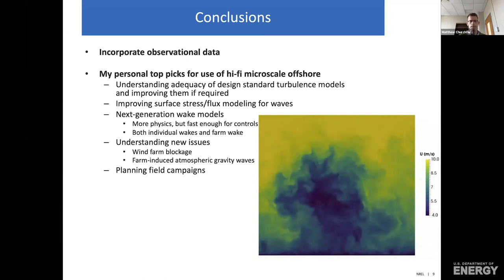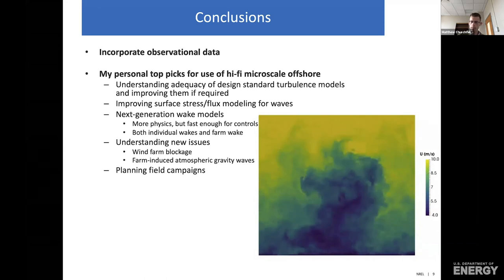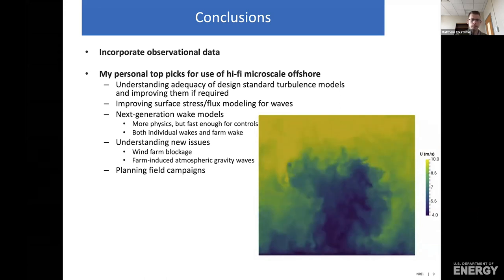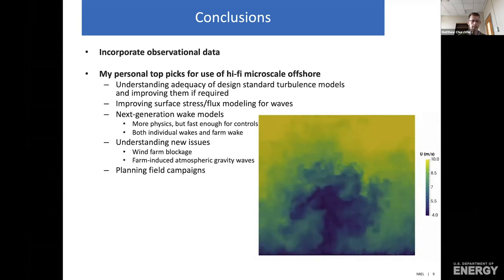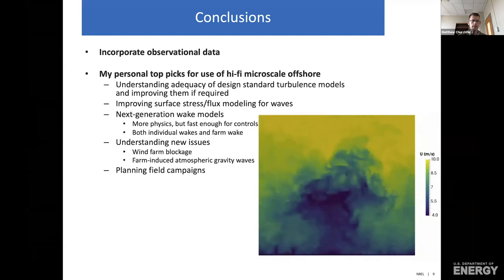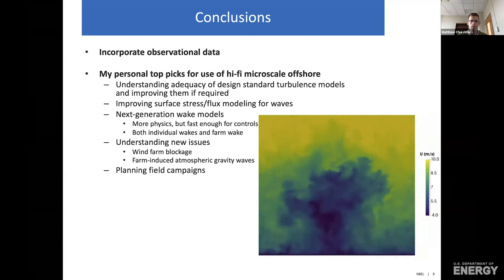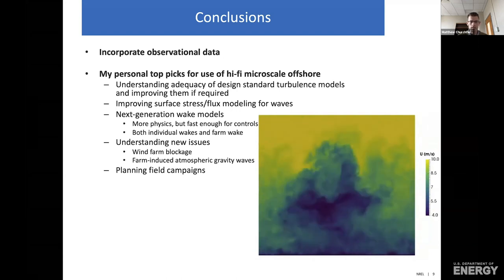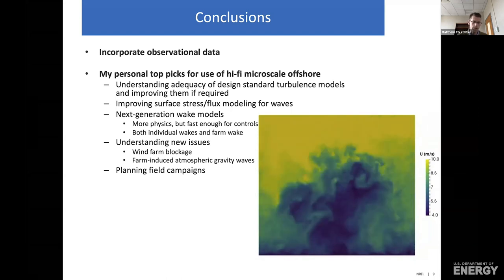My personal top picks for the use of high fidelity microscale for offshore wind energy modeling are understanding the adequacy of design standards for design standard turbulence models and improving them if required. That's not really my idea. Others have talked about that a lot, but I think we really need to do that. We still rely on surface stress and flux models that were designed for onshore and we just use them offshore. But why can't wave resolving simulations be used to design better surface shear stress models for offshore so that you don't have to do wavy bottom simulations and you can still get results that reflect what happens over waves? We can use it for creating next generation wake models.